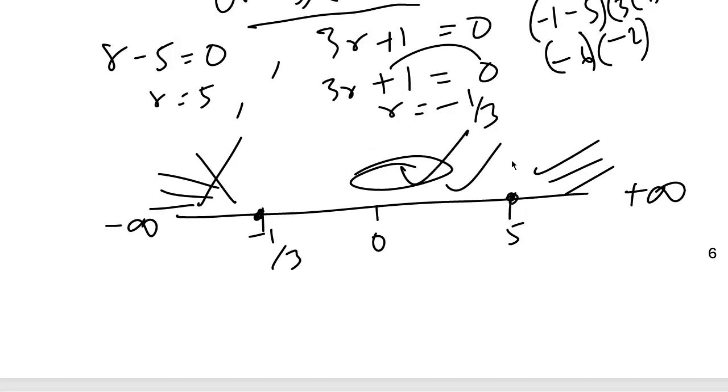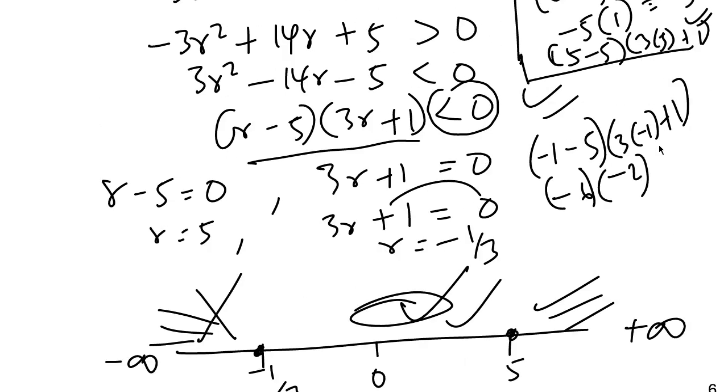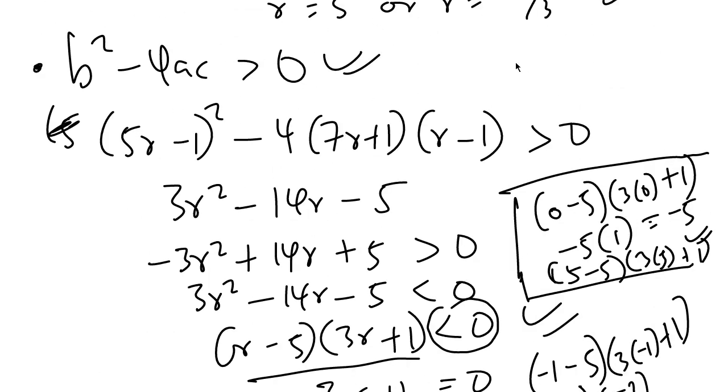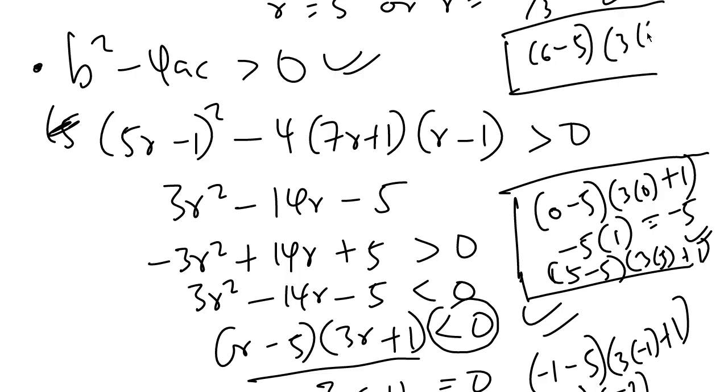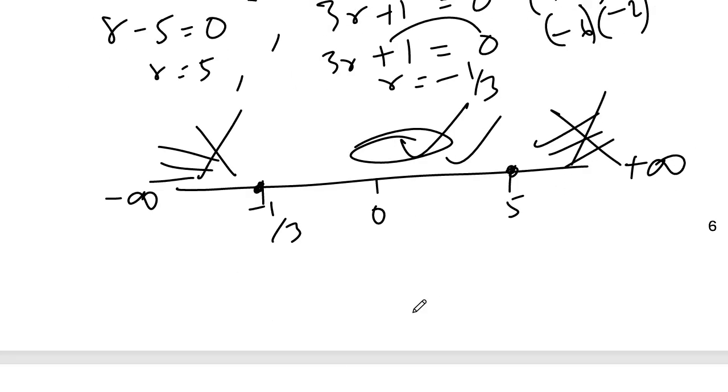Now, at r equal to 5, you see that the expression will be 0, right? Because if you do 5 minus 5 into 3 into 5 plus 1, that will be 0 times something. And 0 is not less than 0. So if you test for any value greater than 5, what happens? For example, 6. It will be 6 minus 5 into 3 into 6 plus 1. Do you get? That will be 1 into, 3 times 6 is 18, plus 1 is 19. And 19 is positive. So this region is also bad. So what is your final answer?